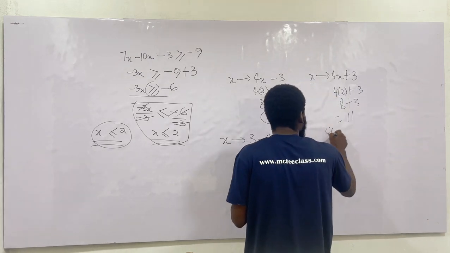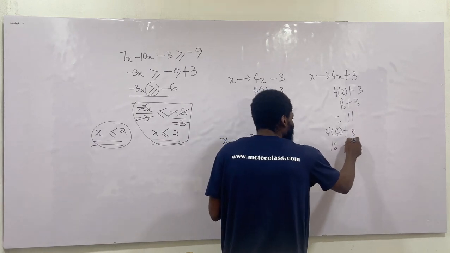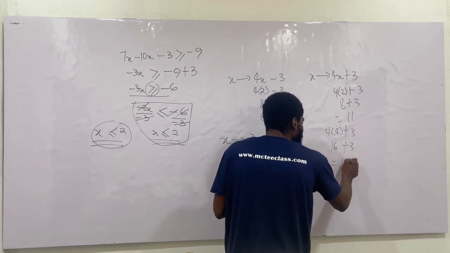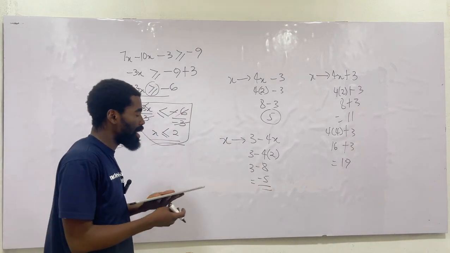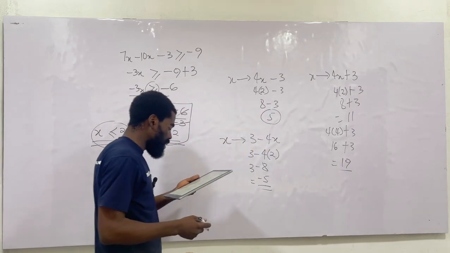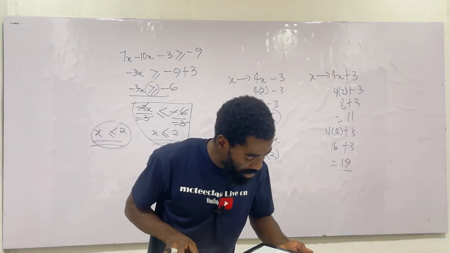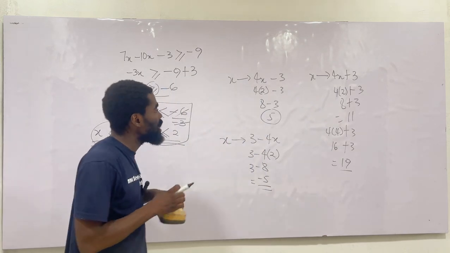So now I get 4 into bracket 4 plus 3. 4 fours give me 16 plus 3, which is 19. That confirms that the rule is C automatically. I'll not even look at the D. This gives me my answer. I'll shade C.